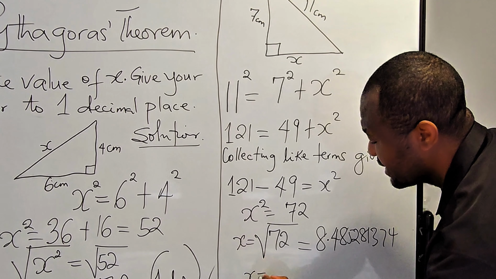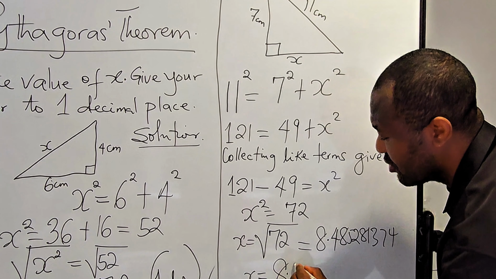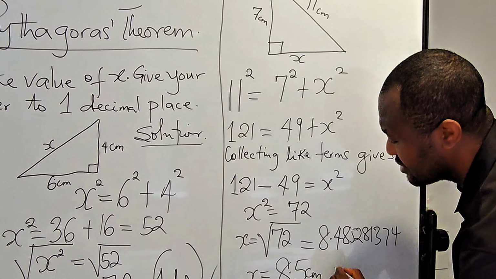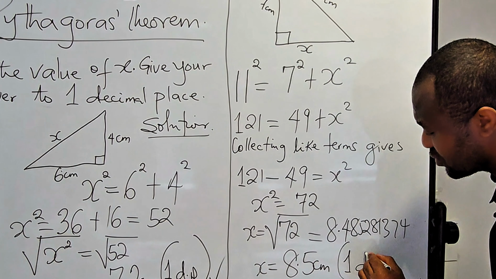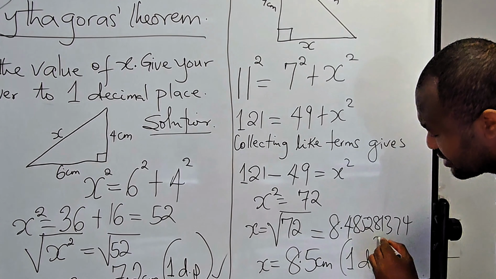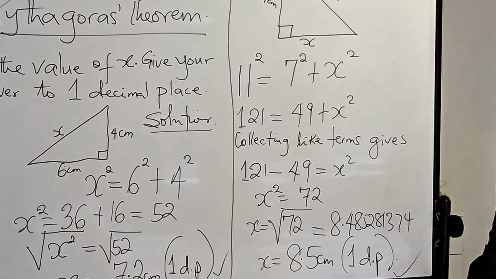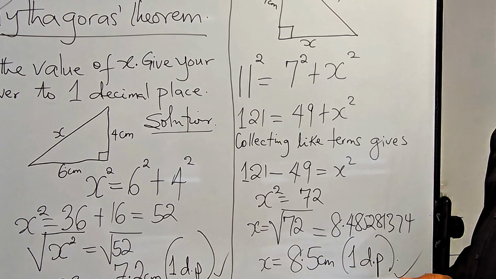So x is equal to 8.5 centimeters, put in brackets, to 1 decimal place. And that is your answer any day, anytime.